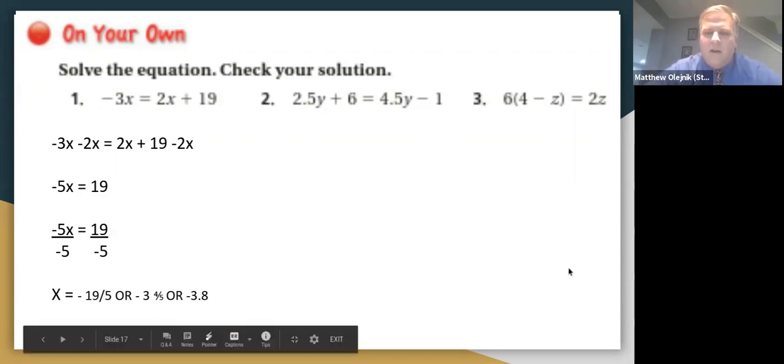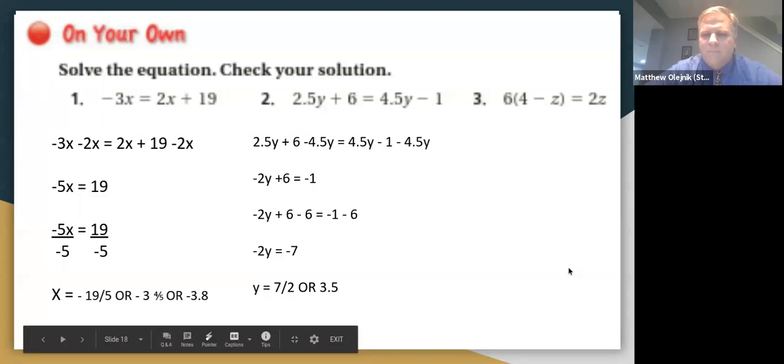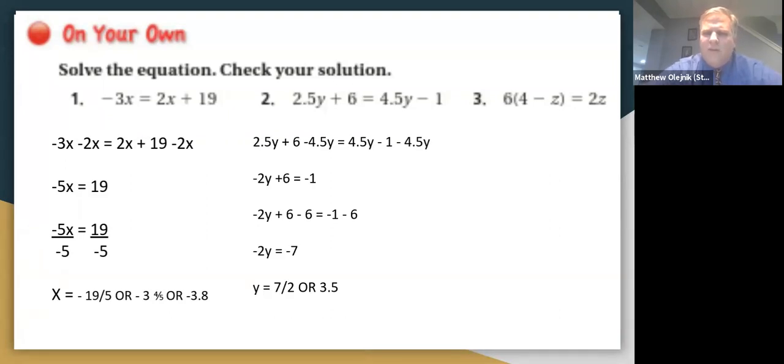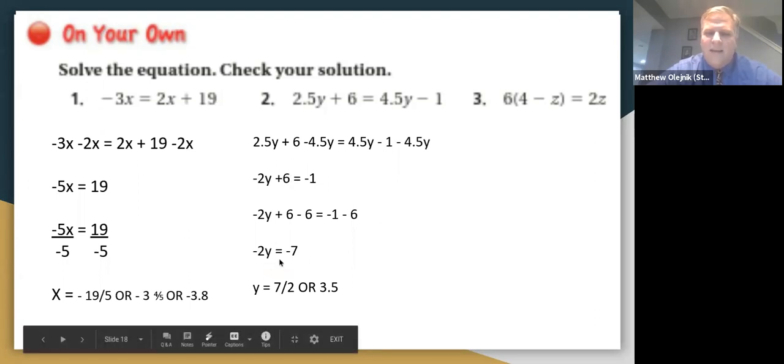All right, how about the second one? Well, let's see. First, we subtracted negative 4.5y from both sides. We got the equation negative 2y plus 6 equals negative 1. Now we're going to get rid of that positive 6 by subtracting 6 from both sides. We're going to get negative 2y equals negative 7. Our final answer: 7 halves, or 3.5, 3 and 5 tenths.